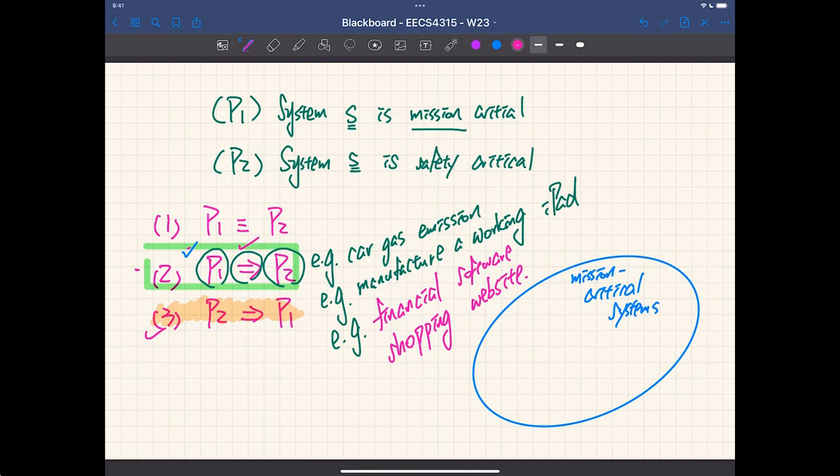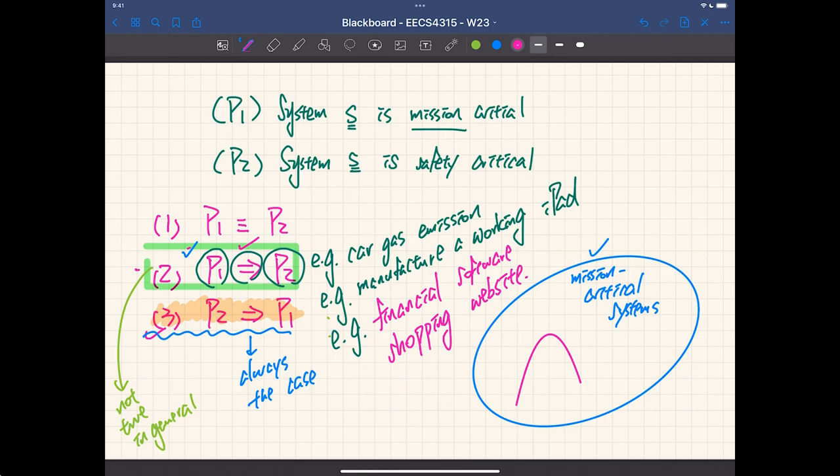Let me make it clear, I don't want to confuse you. This one over here, not true in general. That's why we are coming up with a counterexample. And this one over here, always the case. Always the case. And so if the mission critical system is over here, that means they would be a proper subset, not even a subset, because they are not the same. So, Chidaru, I'll take your question. Just one moment. So this one over here would be safety critical.